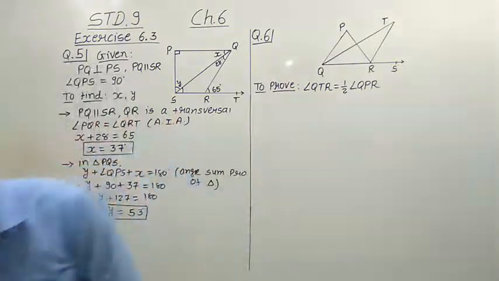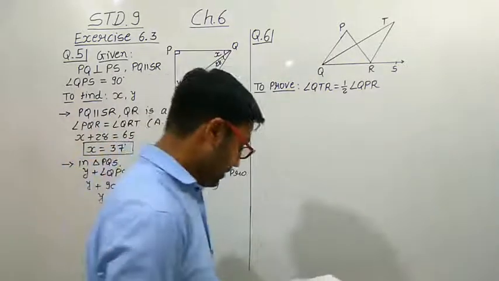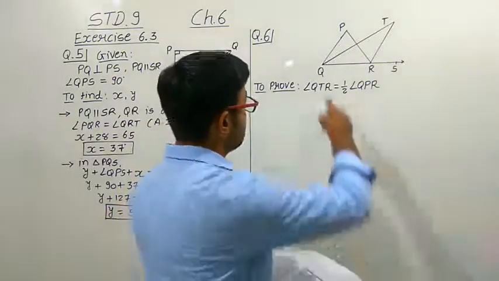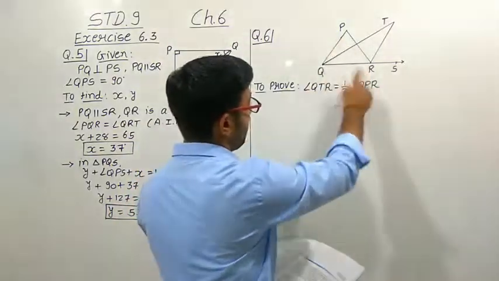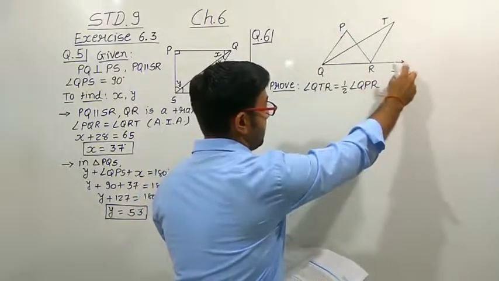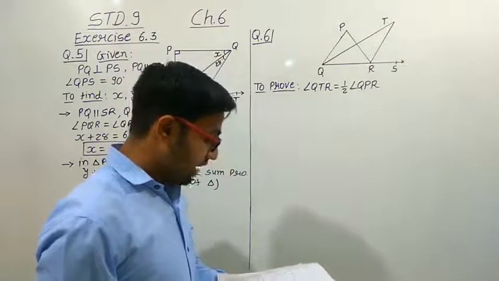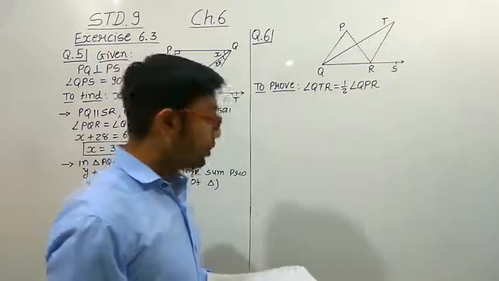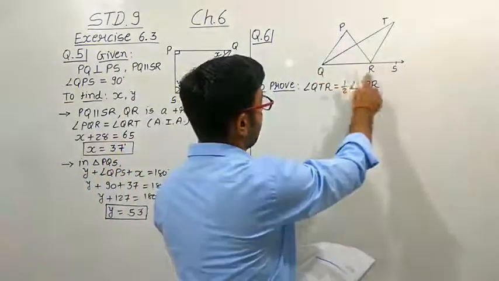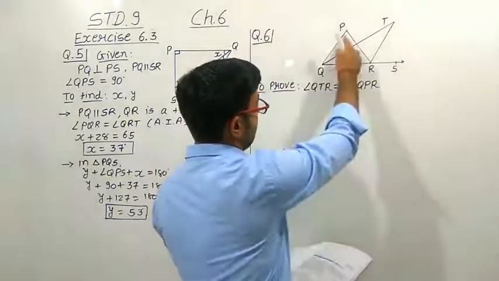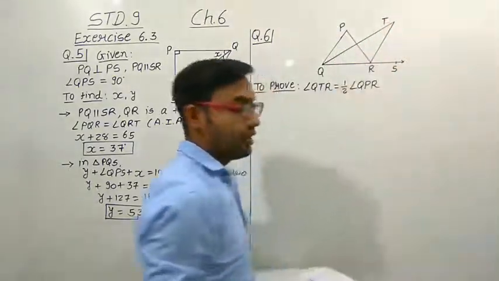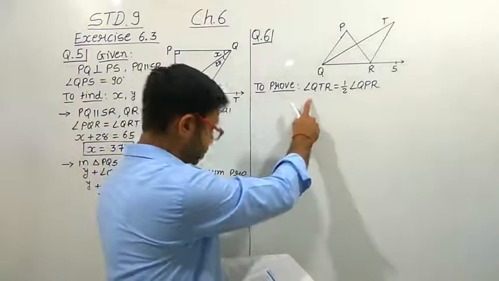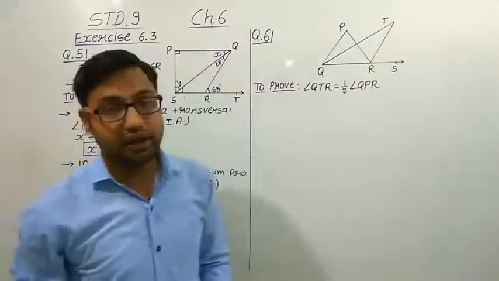Okay, let us study question number 6. Here we are given that side QR of triangle PQR is produced to a point S. There is a triangle PQR, and this side QR is extended to point S. If the bisectors of angle PQR and angle PRS meet at point T, the bisector of angle PQR is this QT, and the bisector of angle PRS is this RT. Both are meeting at point T. And we have to prove that angle QTR is equal to 1/2 of angle QPR.